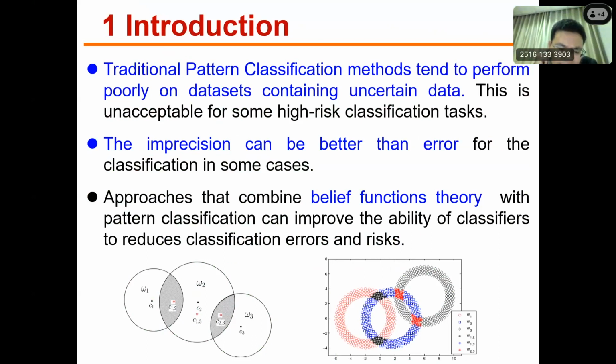In such a case, we prefer to put it into the meta class or the set of classes, for example, the set of omega 1 and omega 2, rather than put it into a specific class. Because if we put it into a specific class, it may cause an error with very high risk. Usually we consider that imprecision can be better than error in some cases. And we know the belief function theory provides a very good framework to characterize such imprecision.